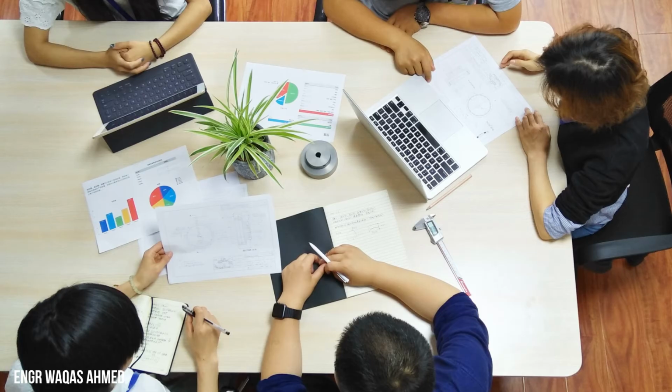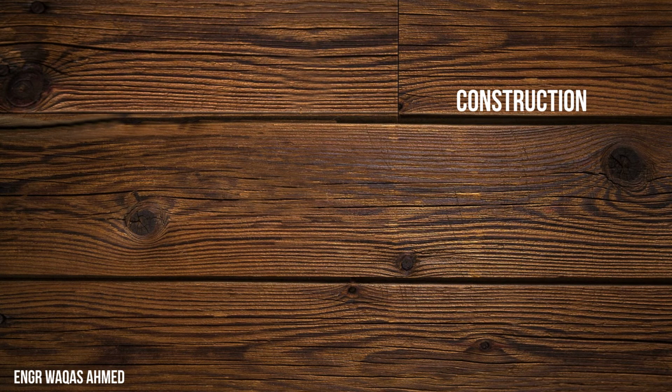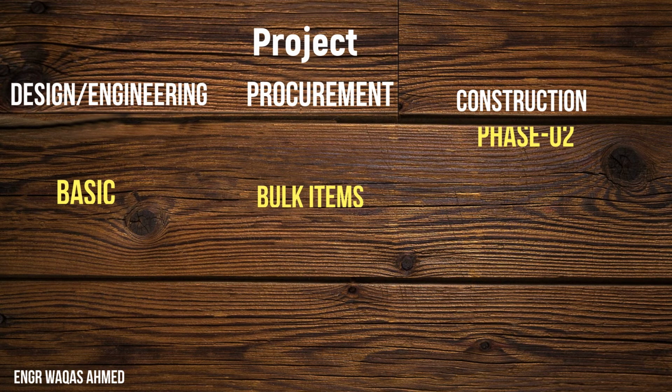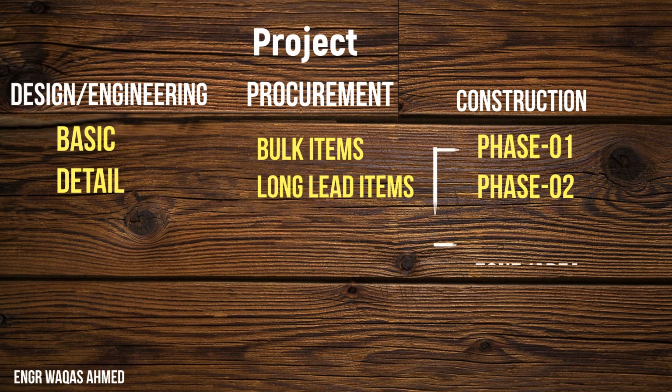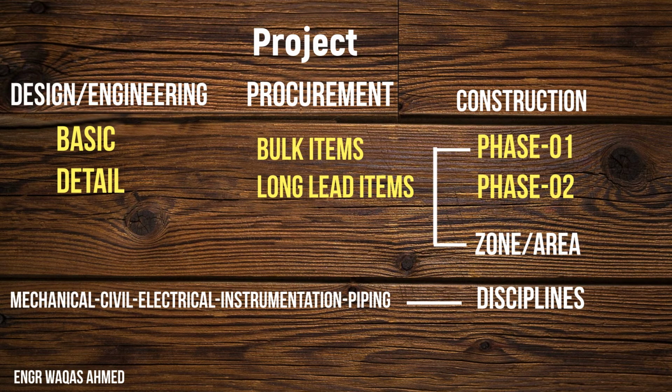So here construction activities can be subdivided into phase 1 and phase 2, and phase 1 will be further divided into zones or areas, and each area will be further divided into disciplines. Disciplines can be civil works, mechanical works, electrical works, HVAC, plumbing, and IT, and these disciplines will further be divided into work packages.